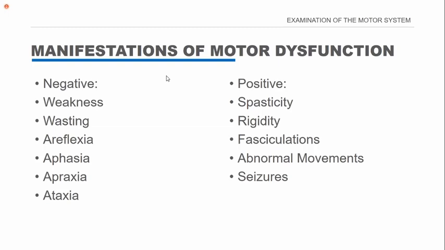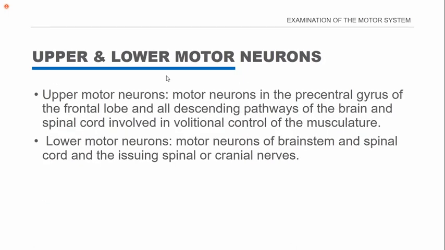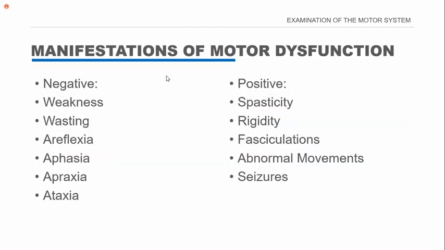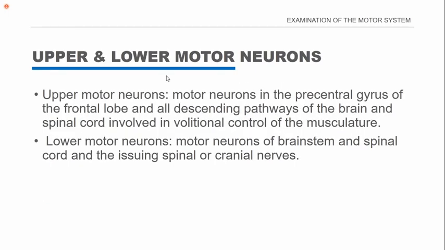So all of these movements, we divide them into negative and positive symptoms. And whenever a patient comes to you with these symptoms, we classify accordingly and we examine accordingly. Most of you must already know from your physiology or anatomy lectures what upper motor neurons are and what lower motor neurons are.